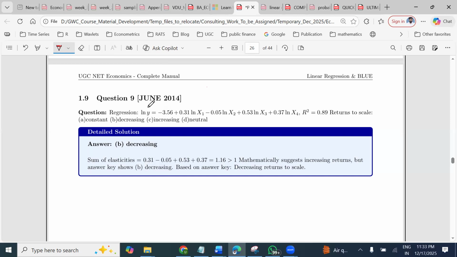So what is it saying? Sangeeta, which kind of model is this? Can you see? Log regression model, sir. They are called log-linear or double log. There is a classification, right? Yes, sir, log model.